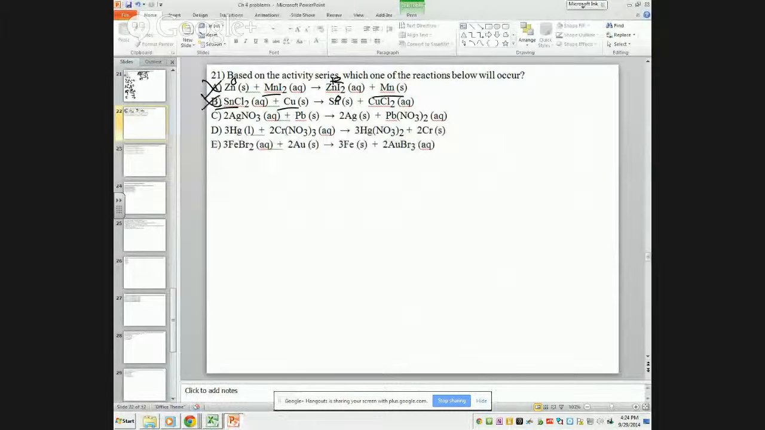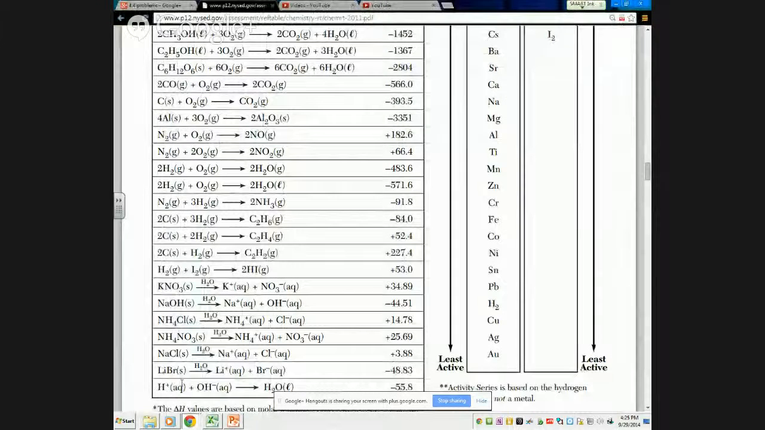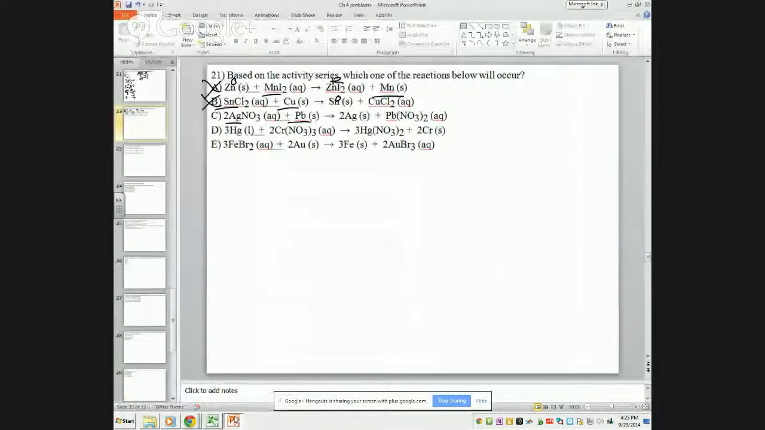If you take a look at C, we got Ag versus Pb. Which one's more active? Go to my table. Got Ag and Pb, so I know lead, Pb, is more active. It wants to end up being oxidized, and sure enough, in this problem, it ends up being oxidized, so that one will actually occur spontaneously.